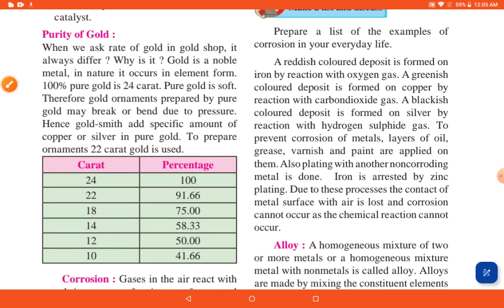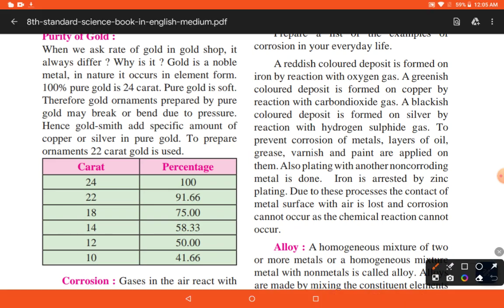Now, purity of gold, look here. I told you that 100% gold, 24 karat, is very soft, it can break due to pressure. So some amount of copper and silver is added. To prepare ornaments, 22 karat gold is used. 22 karat gold consists of 91.66% gold. 10 karat gold consists of only 41%. 12 karat gold, 50%.